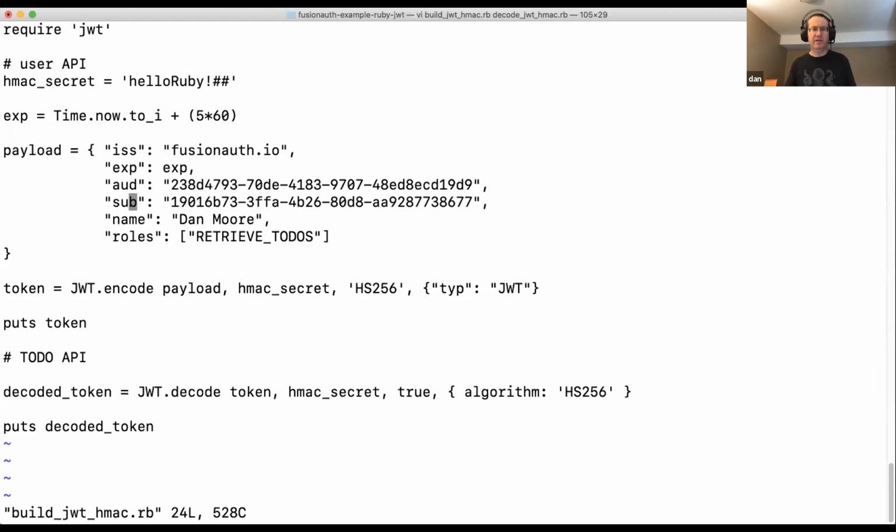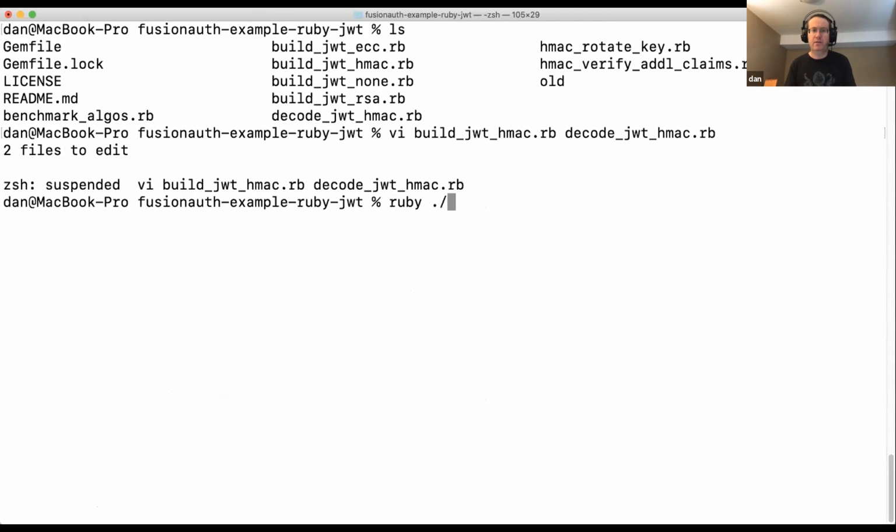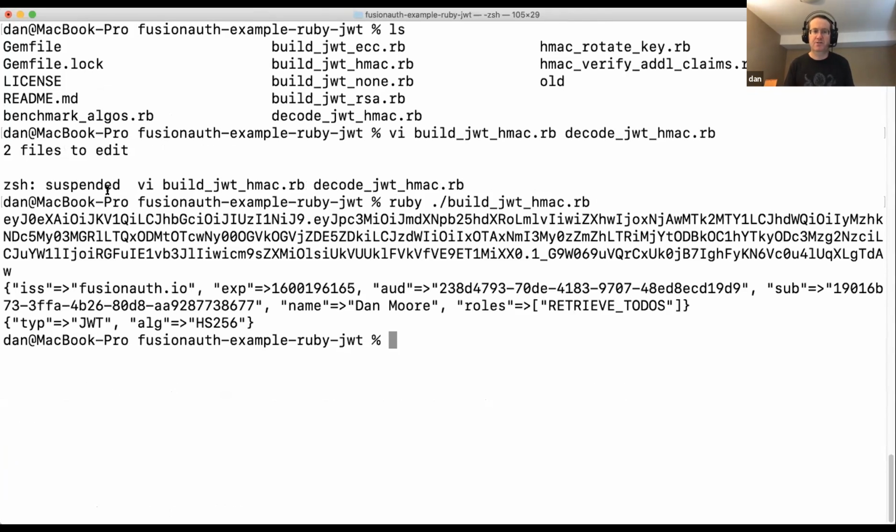You have your payload here, and we encode the payload. Basically, the section below user API is pretending to be the identity provider, the user API server. And then the to-do API is the thing that's actually consuming the JWT. So if we run Ruby build, you can see here's a JWT that's generated, and then it can decode it.